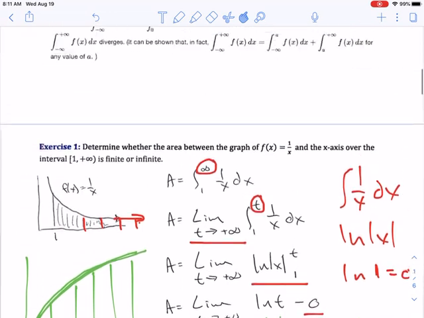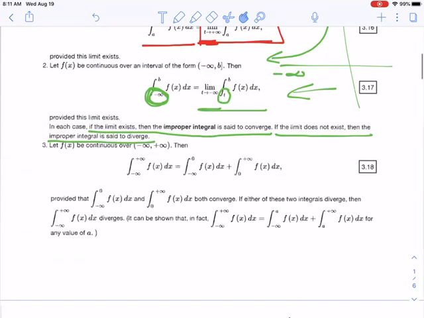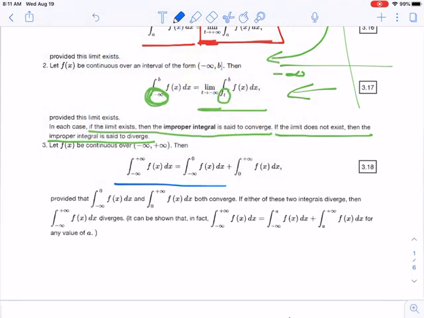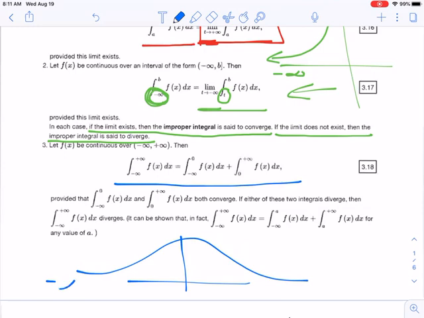All right, the third case, which we have right here, is what happens if the upper bound and the lower bound are both infinite. So if we have a function that looks like this, and we're going towards negative infinity over here and positive infinity over here.